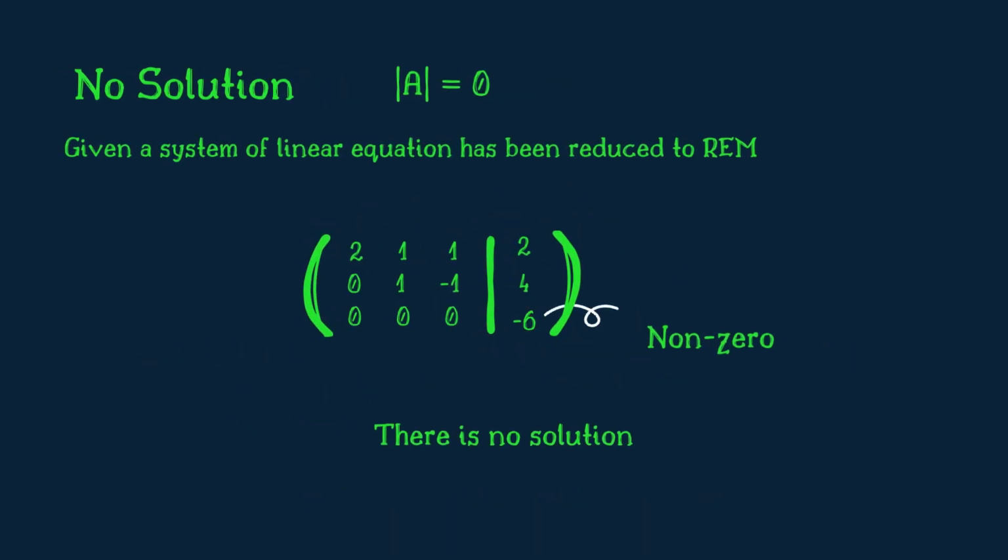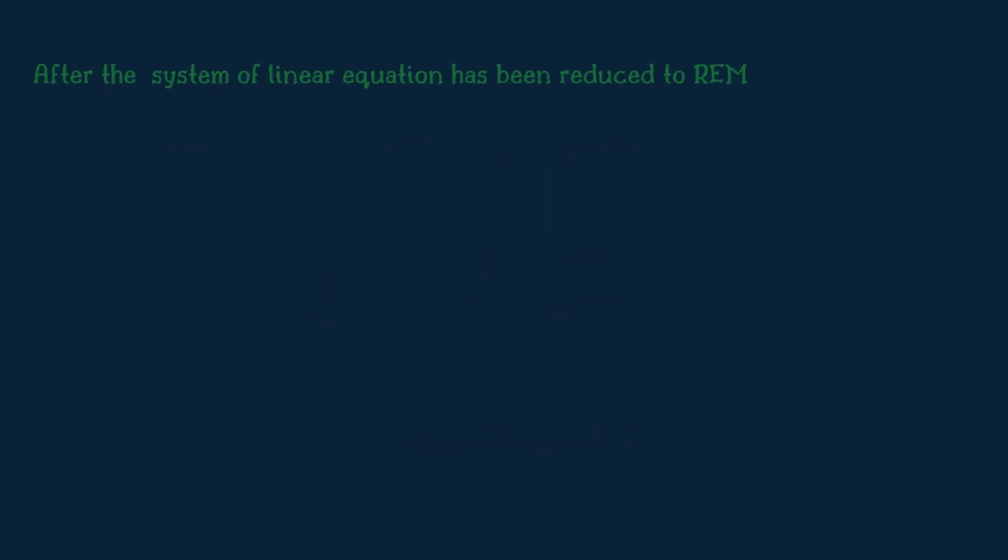This is an example of a matrix with no solution. The determinant is equal to 0 and elementary row operations are used to determine the type of solution. After the system of linear equations has been reduced to row echelon matrix by using elementary row operation, we can see that the value of C at the third row is a non-zero value, therefore it has no solution.